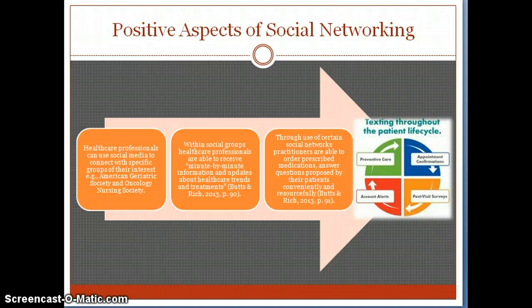And here we have a little picture that says texting throughout the patient's life cycle. Through preventative care, the patient can contact the nurse or the physician. Appointment confirmations can be made via social networking. Post-visit surveys and account alerts can also be accessed via social networking.